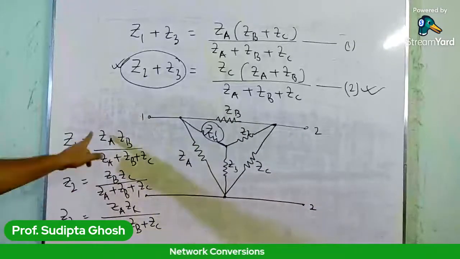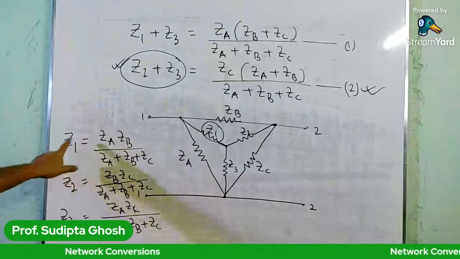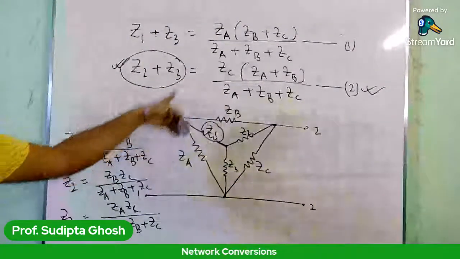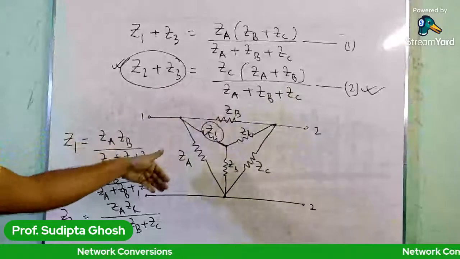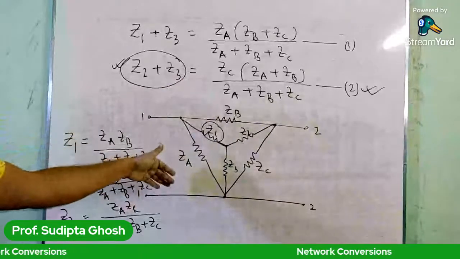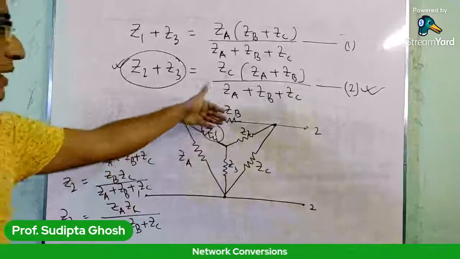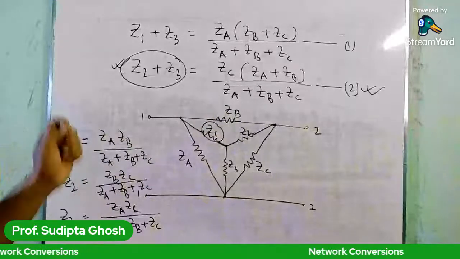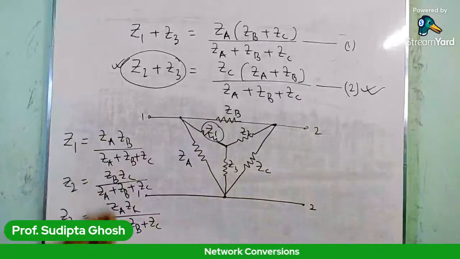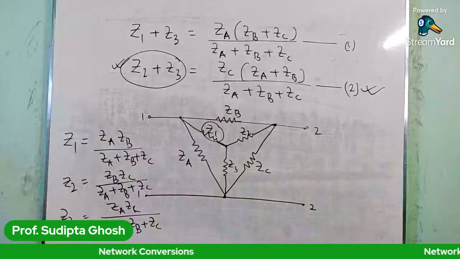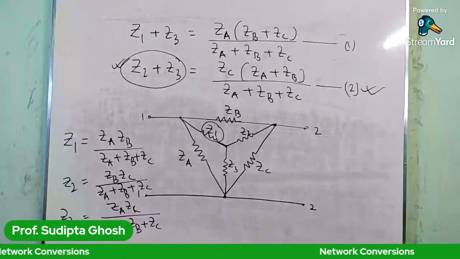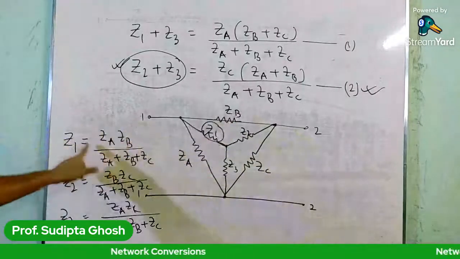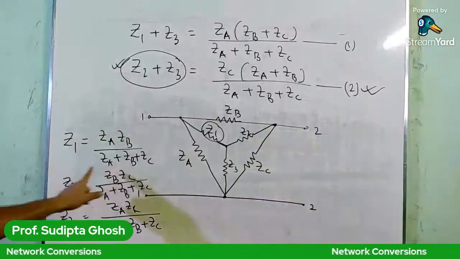If you have to find out the value of Z1, now here this is Z1, what are the impedances that lie on the opposite sides of Z1? You can find that the opposite impedances are ZA and ZB. So just consider the opposite side impedances for Z1, Z2, and Z3, and you will get the numerator values. That is, the opposite sides of Z1 here are ZA and ZB. So the numerator is ZA ZB by ZA plus ZB plus ZC.